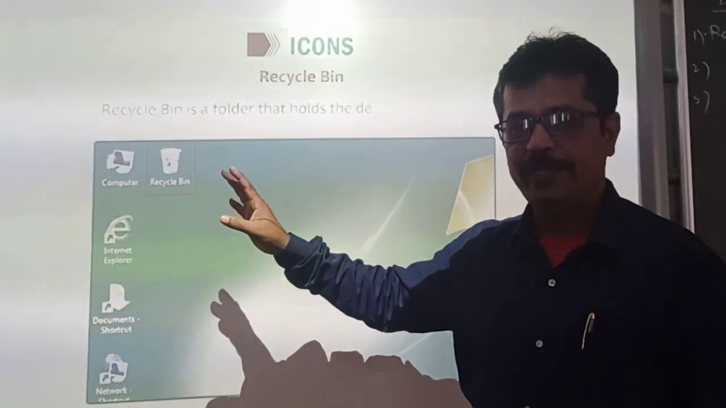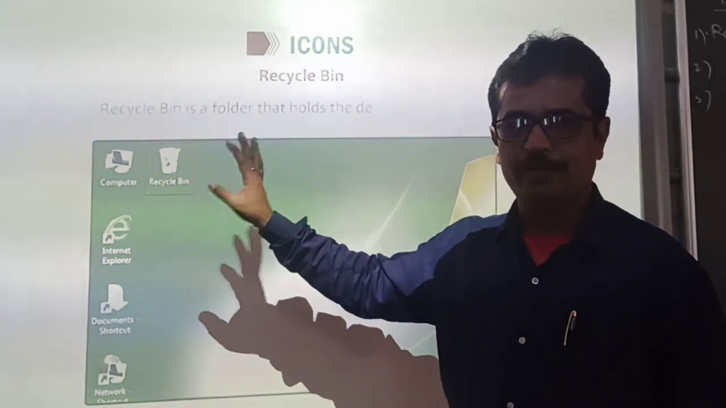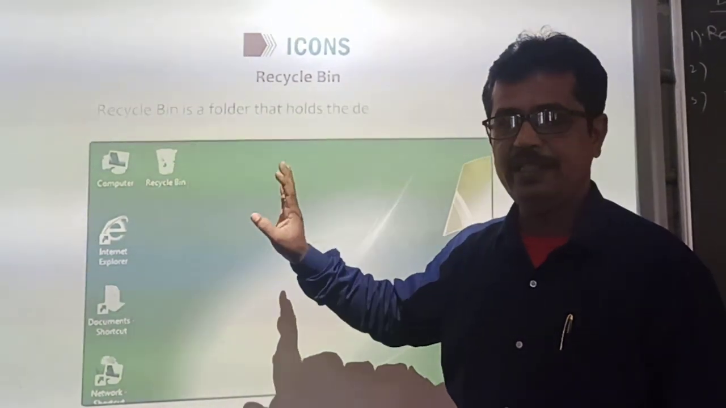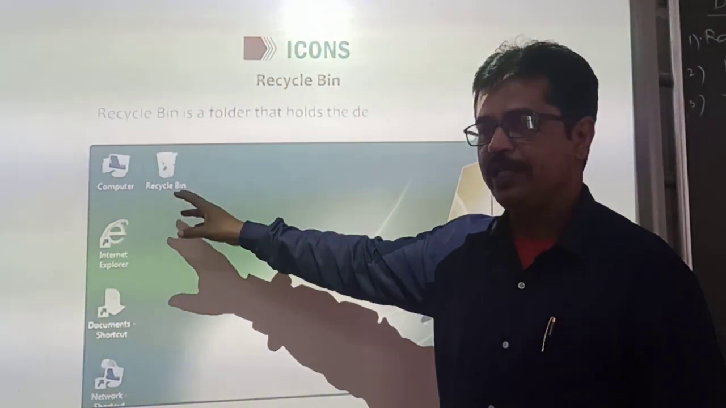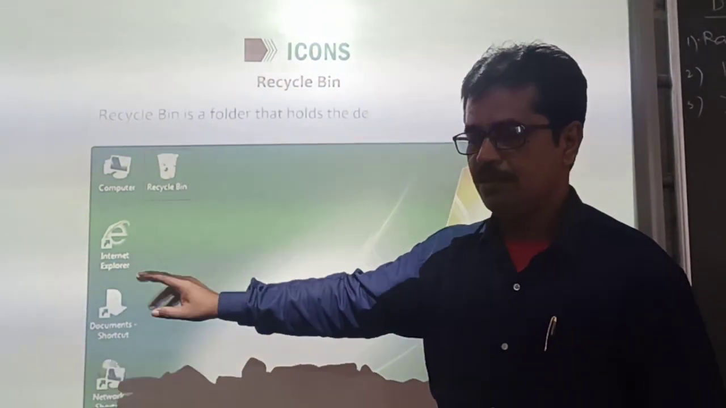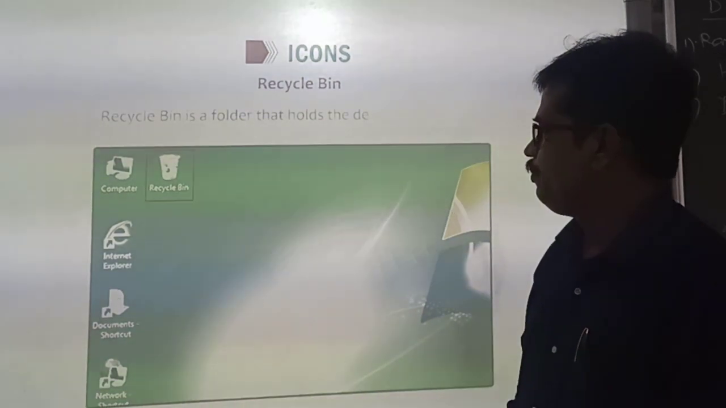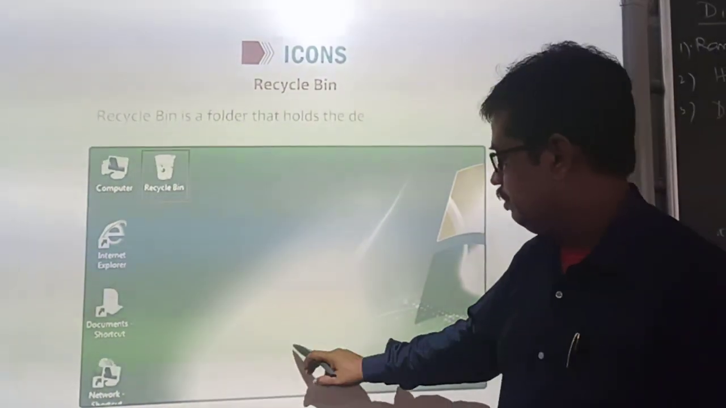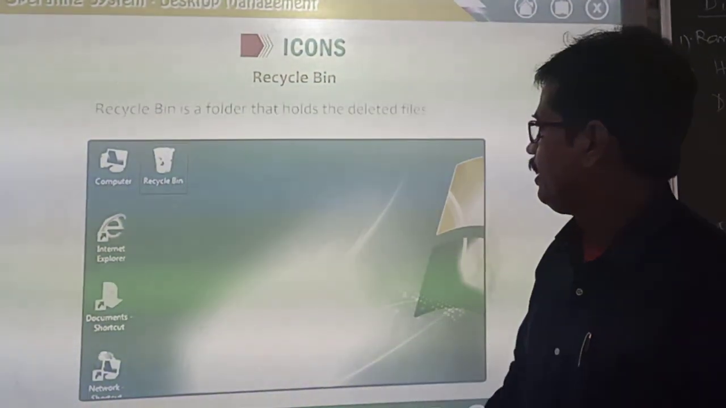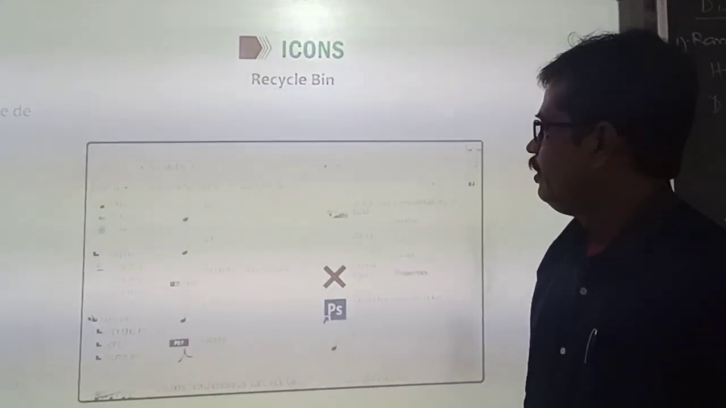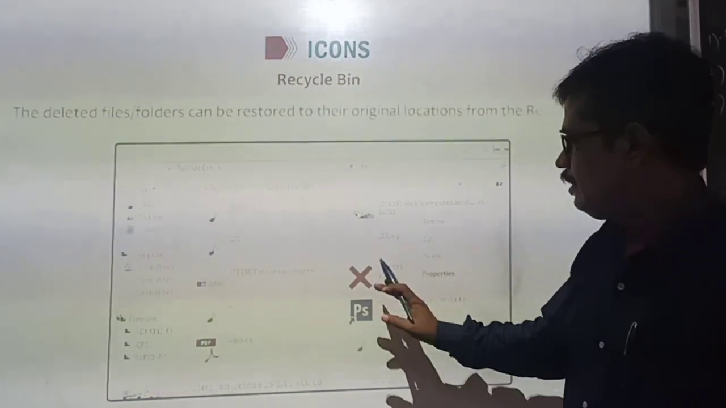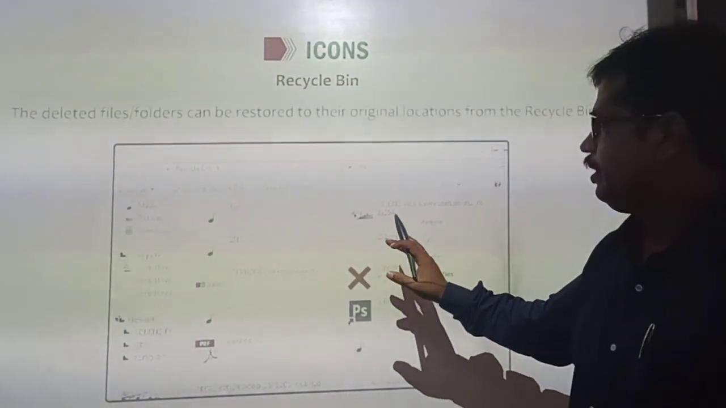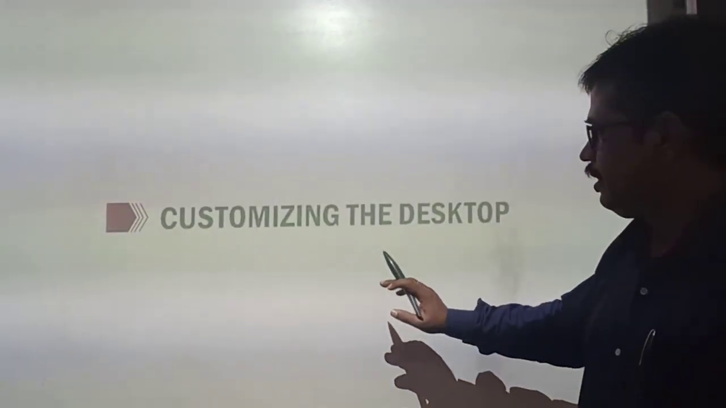So recycle bin, you can say it is a dustbin of the computer. All the deleted files are stored in the recycle bin. Of course, you can delete from recycle bin also. So recycle bin is a folder that holds the deleted files. That is the use of recycle bin. Okay. Now next is, these things we have already done. Recycle bin shows the information about recycle bin.